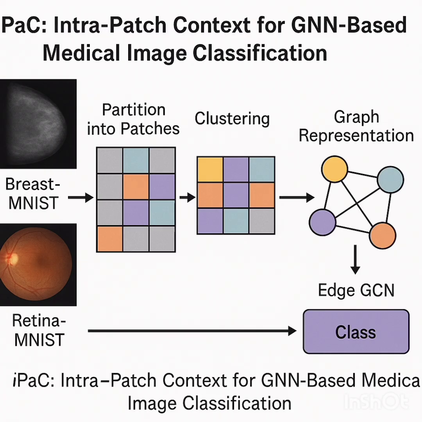So let's pull back a bit. What's the big picture takeaway here? What does iPac signify for medical AI? I think it strongly reinforces the idea that for many complex medical imaging tasks, moving beyond just analyzing pixels in isolation is crucial. Focusing on the structure, the relationships, the context, that's where the next level of accuracy and potentially diagnostic insight lies. And iPac provides a solid new baseline for doing that with GNNs.